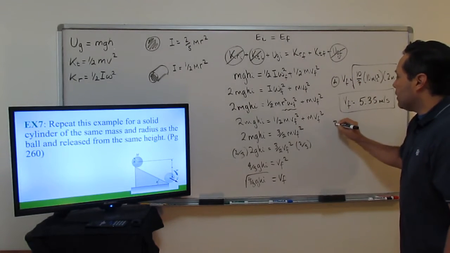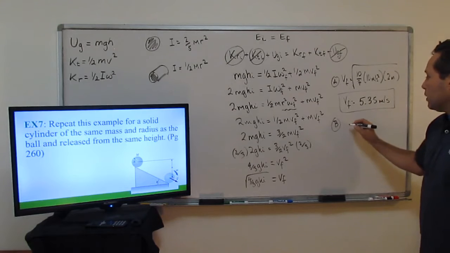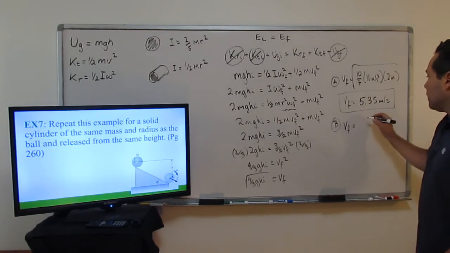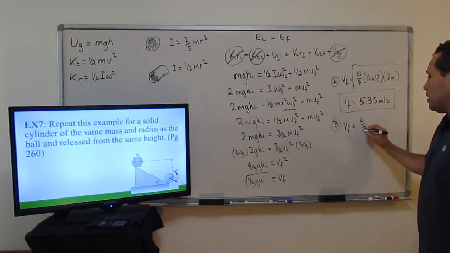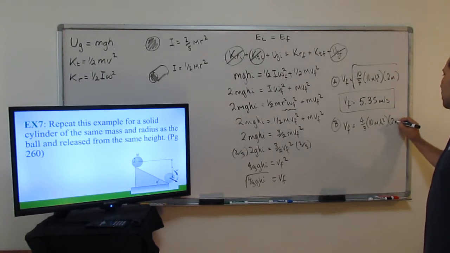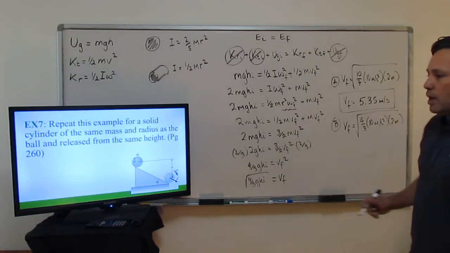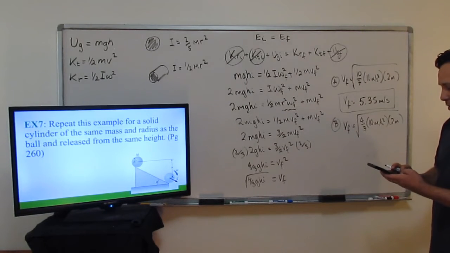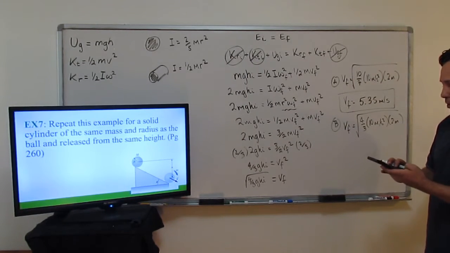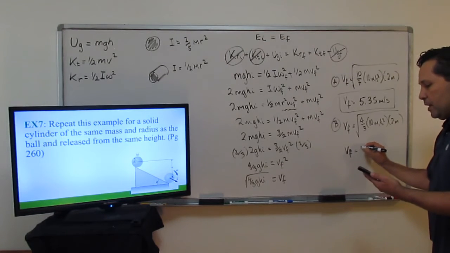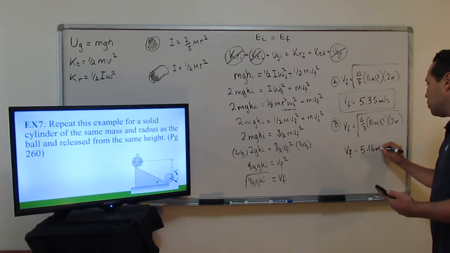For part B, let's plug in the values and solve for the final velocity if we had a cylinder instead of a ball. So it's going to be 4 over 3 multiplied times acceleration due to gravity times the height of 2 meters. And get the square root of that. And that's going to give us the following answer. So it's going to be 20 times 4 divided by 3, square root of that. So the answer for this problem, part B, is 5.16 meters per second.